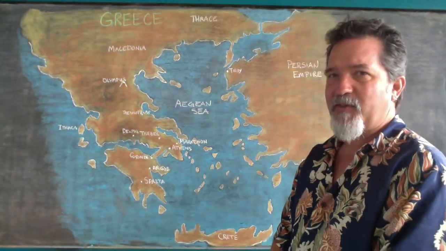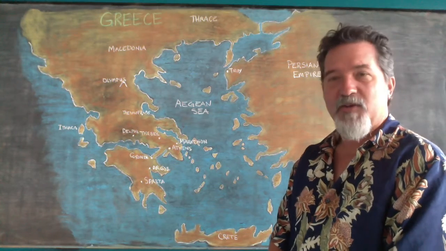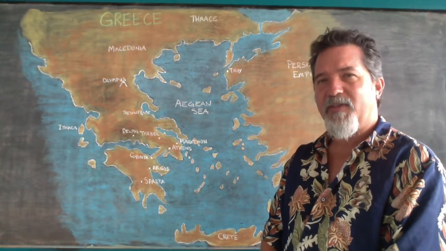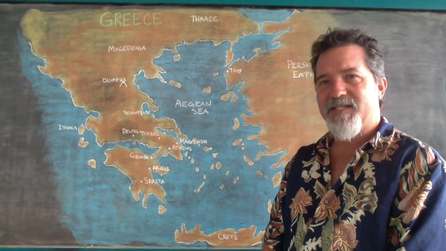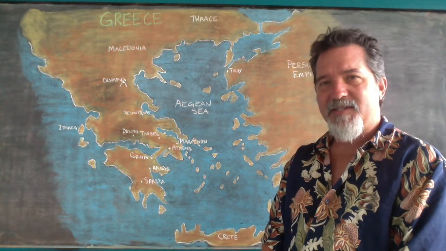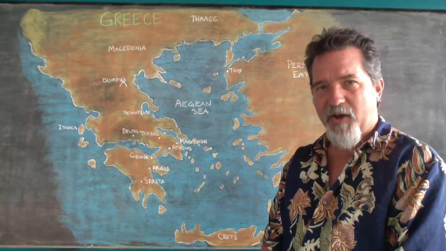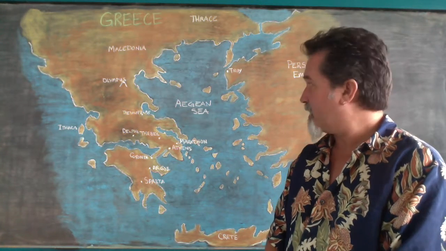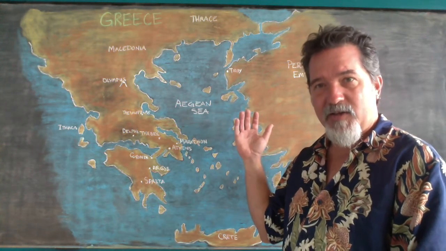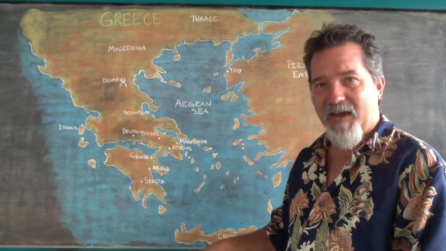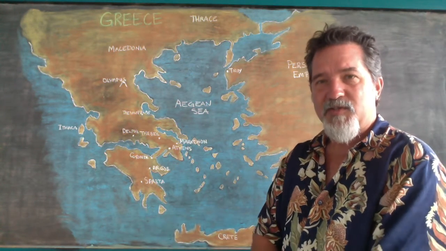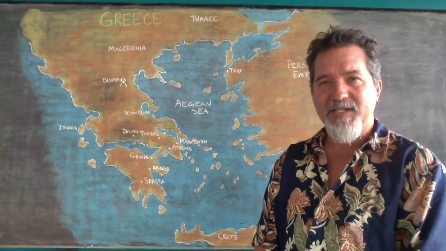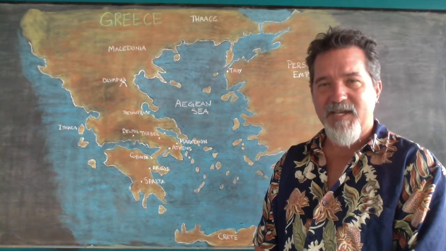Well, to begin with, when we think about Greece, we are thinking about a world that is in the Mediterranean Sea. The Mediterranean Sea is a large body of water that has Europe to the north, it has Asia to the west, and it has Africa to the south. So these three continents all meet together around the Mediterranean Sea.